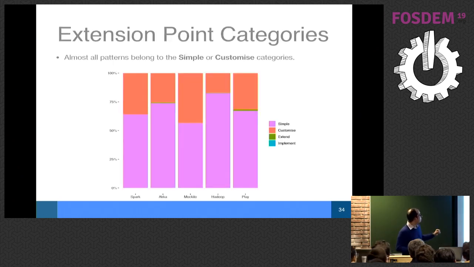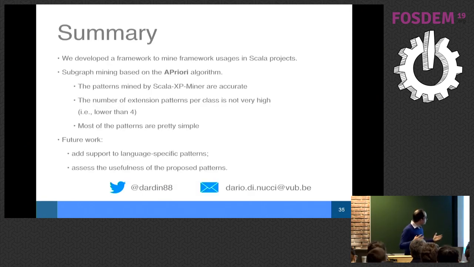And also, we discovered that applying our miner, most of the patterns that we were able to find were pretty much simple. So from this point of view, you can understand that, as I told you before, you have a trade-off. On the one hand, your patterns could be simple. On the other hand, you have the accuracy. The higher the accuracy, the simpler the patterns.